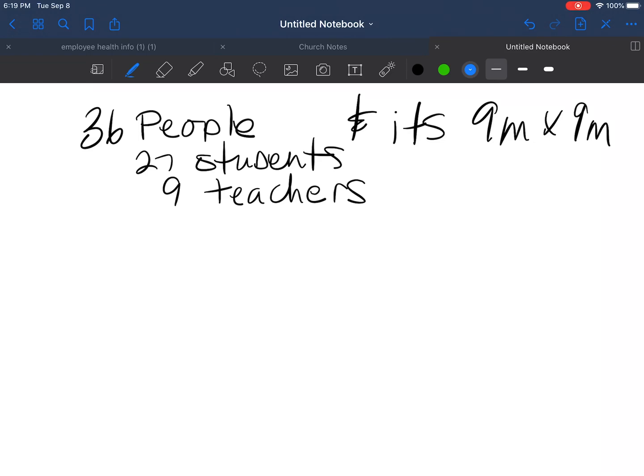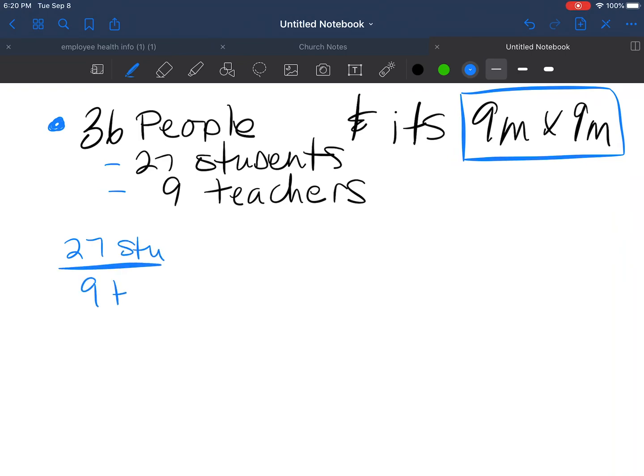Well, with ratios, you have to remember that ratios are comparing two numbers together, basically. How many of one thing compared to how many of another thing. Okay? So, for an example, we're going to say that we have a cafeteria, and that cafeteria is 9 meters by 9 meters in size. We're going to say in our cafeteria we have 36 people, 27 of them are students, and 9 of them are teachers. Okay, so if I were to ask you just to simply write me a ratio of students to teachers, you would write, okay, there's 27 students and there are 9 teachers.